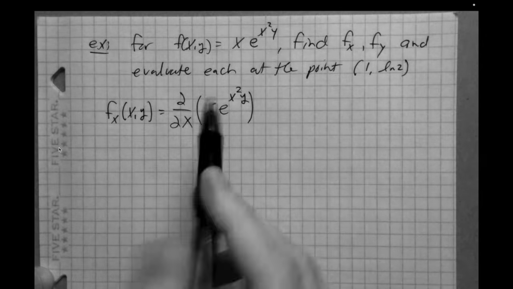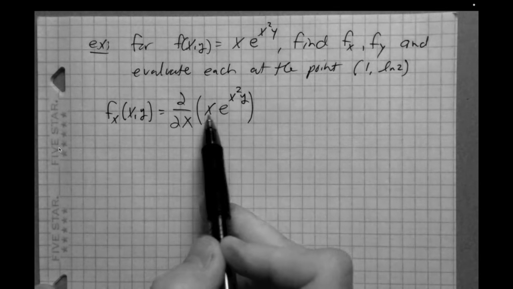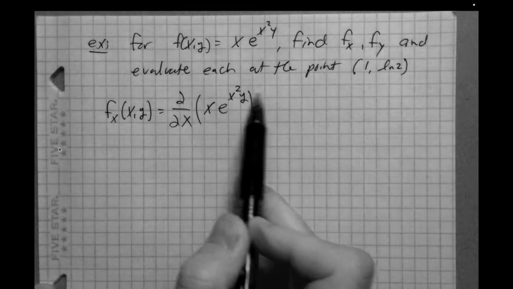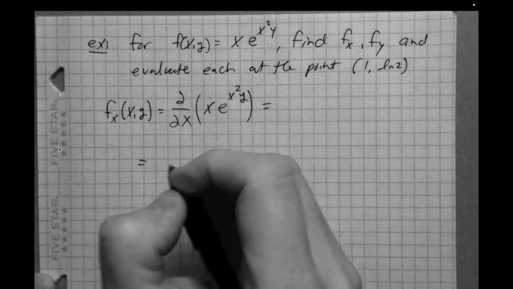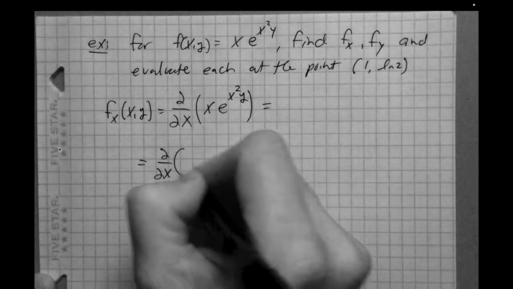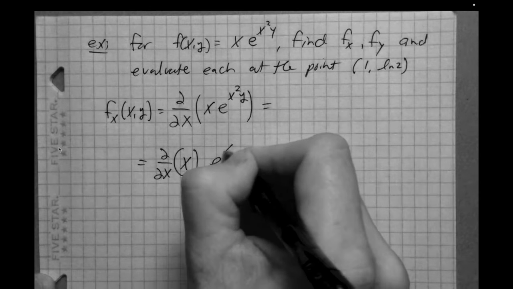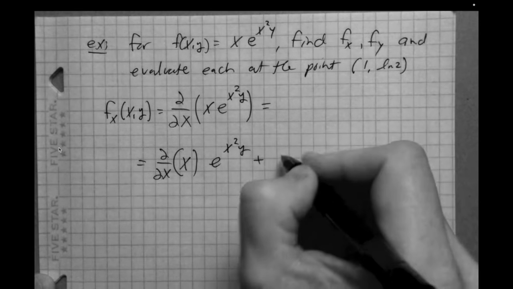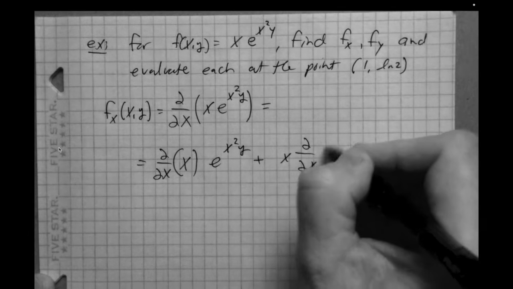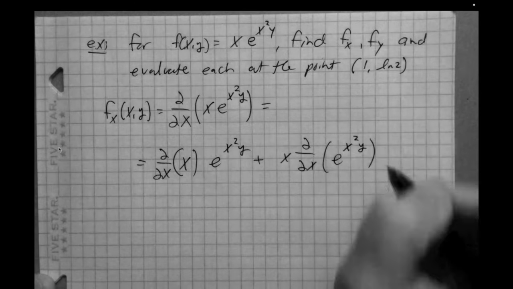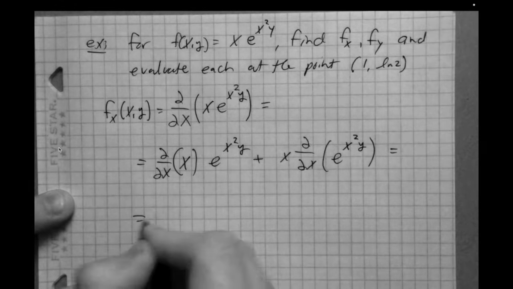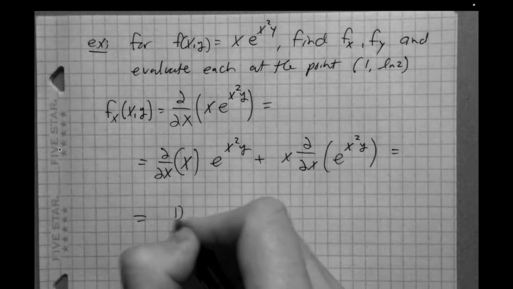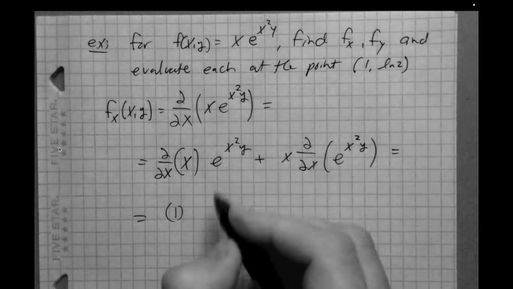Okay. And now this is going to be the product rule, right? You've got a function of x over here, and you've got e to the x squared y over here, two functions multiplied together, so we can use the product rule. And so we'll do this: ∂/∂x of x times e^(x²y), plus x times ∂/∂x of e^(x²y), right? So this is just an old familiar product rule. Works the same way. Okay, we differentiate x with respect to x. We're left with just a 1, and then this stays as before.